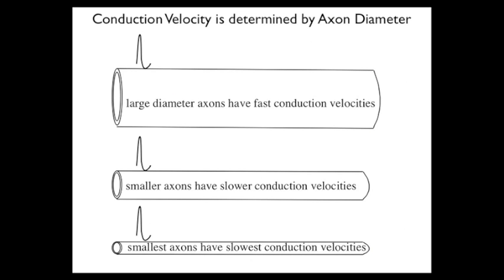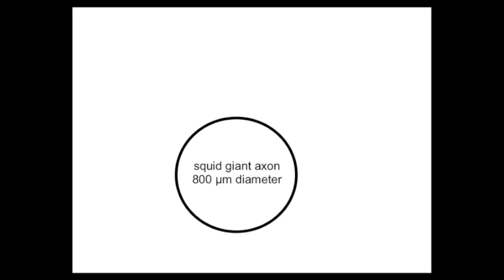So the reason conduction velocity is determined by axon diameter is because the larger the axon diameter, the easier it is for current to spread farther down the membrane and therefore depolarize larger chunks of membrane farther along the axon and thus increase conduction velocity substantially. General idea is then that the larger the axon, the faster the conduction velocity. And this is beautifully exemplified by the squid giant axon, which has a diameter of 800 micrometers.